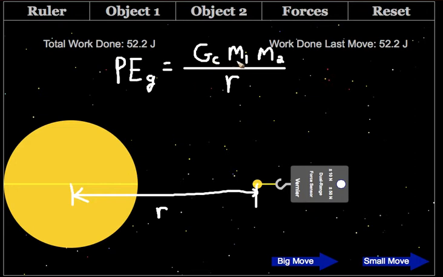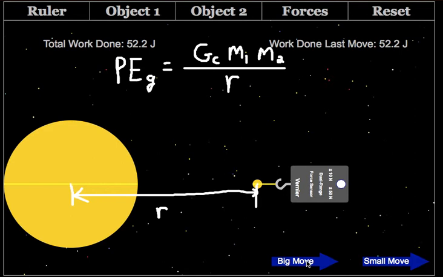Gravitational constant times the product of the masses divided by the distance between the objects. Notice it's not squared like it was with force. Just like with the other potential energy gravity formula, this is a relative formula. So in most instances, we'd want to use this formula twice.